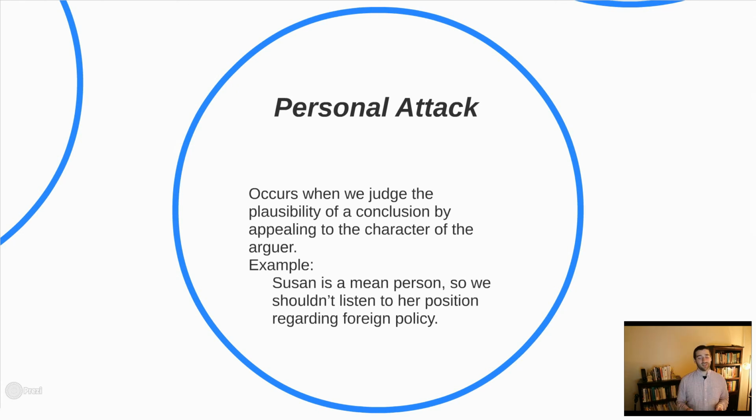But generally speaking, the character of the individual is irrelevant to the character of the argument, unless that argument is based upon the assumption that they themselves are authorities. In which case, attacking that status as an authority is an appropriate move.